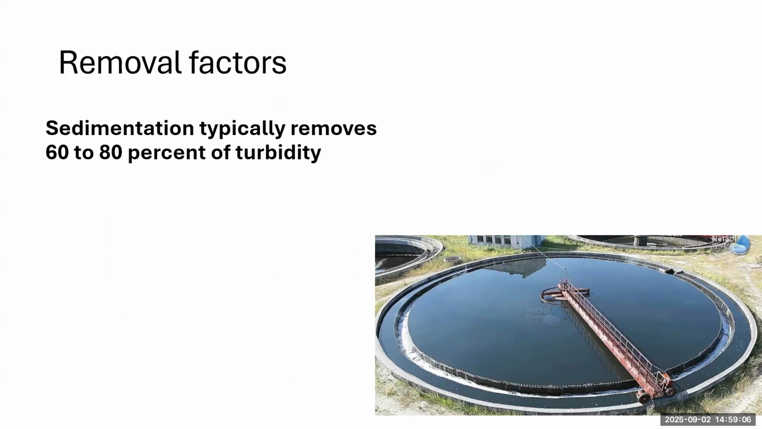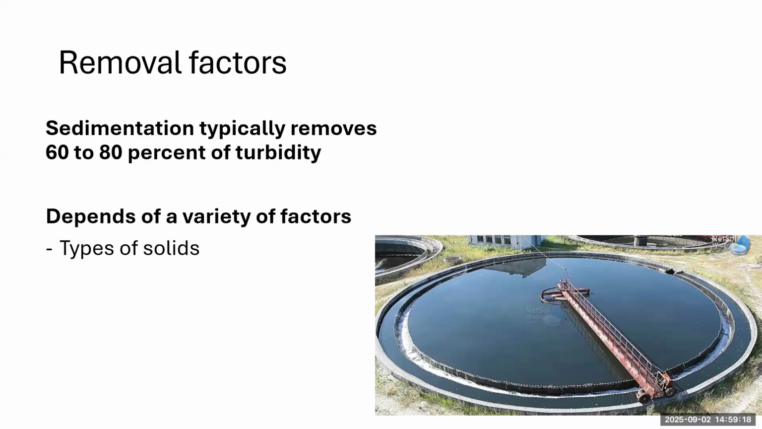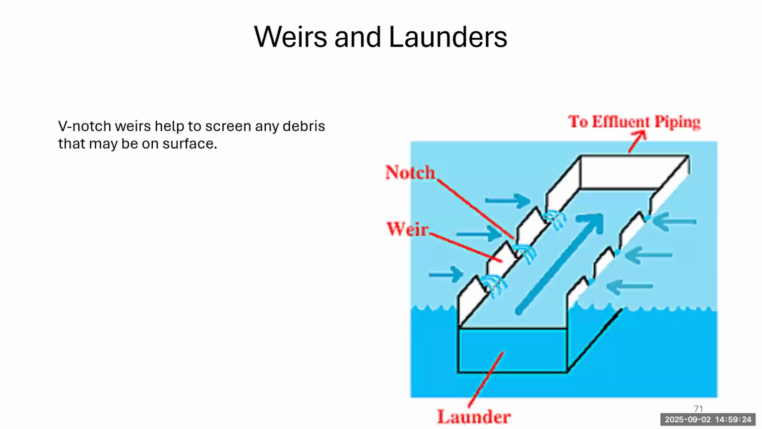So if you took turbidity samples of your settled water, you could compare them to a standard. You can compare them to this range. Are you at the low end of the range or the high end of the range? Depends on the type of solids, how well the coagulation, flocculation process worked, and the design of the basin.